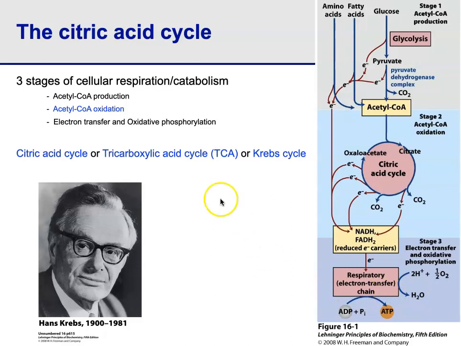So this presentation will focus primarily on the second stage, acetyl-CoA oxidation. That stage includes basically one pathway or one process, and that is the citric acid cycle, also known as the tricarboxylic acid cycle, TCA, or the Krebs cycle, in honor of a scientist who worked on this cycle and made most of the discoveries of the TCA cycle. So we will commonly refer to this cycle as the CAC cycle, or the TCA cycle, or the Krebs cycle.